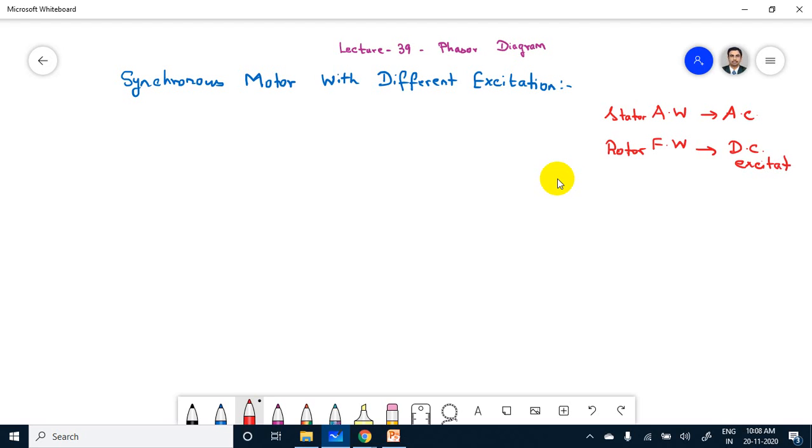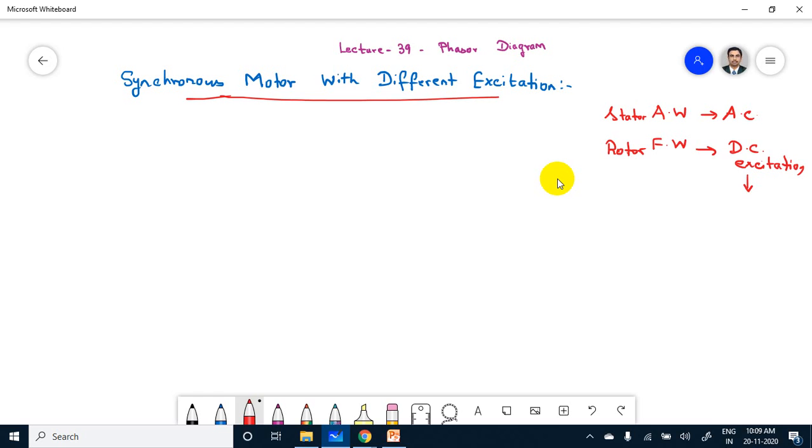Okay. So the main operation of this particular topic, synchronous motor with different excitation, is that we give DC excitation to the field winding. Now if you change this DC excitation, what happens to the phasor diagram of the synchronous motor? Phasor diagram means the diagram having the parameters IA, that is armature current, impedance value, reactance value, voltage value, all the parameters incorporated.